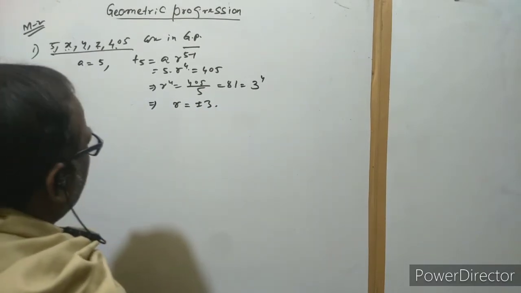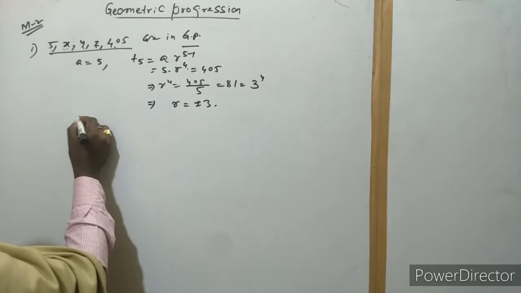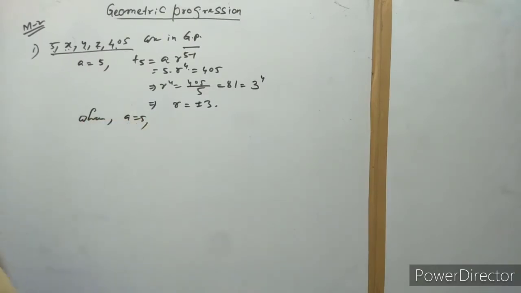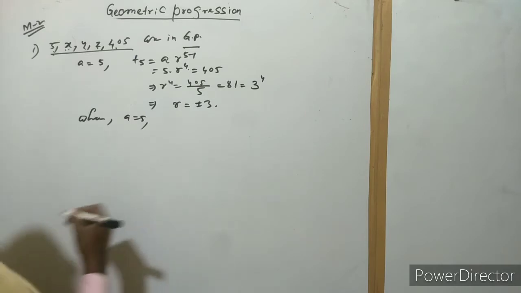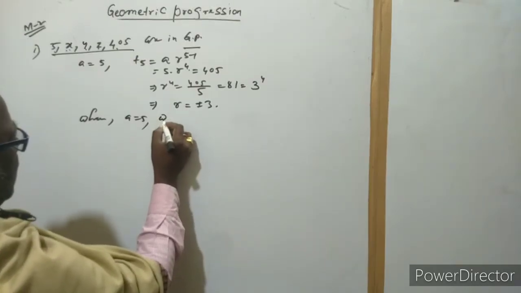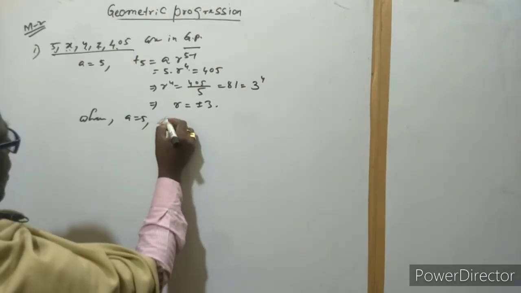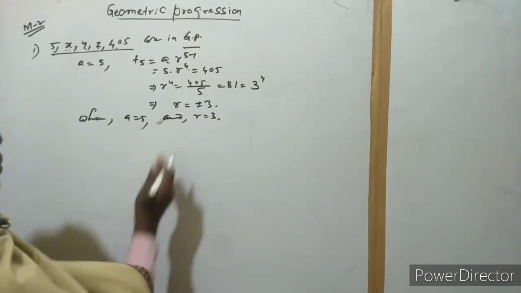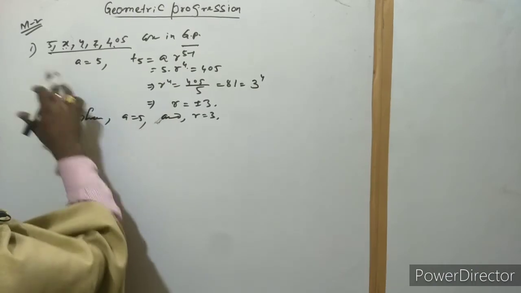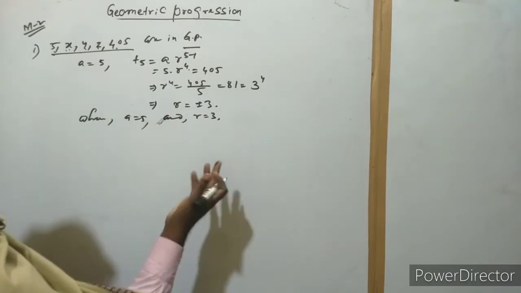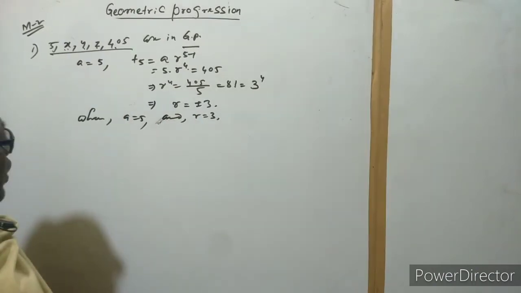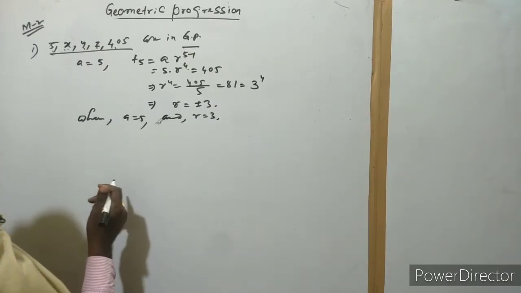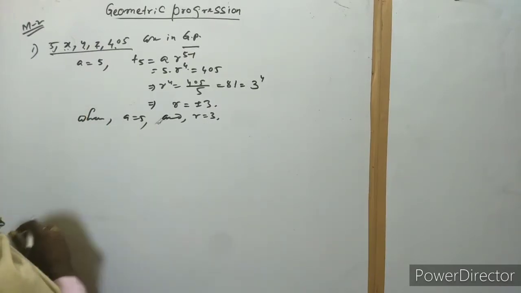Now a is equal to 5. First, take the sign as positive 3 here. After finding the values of x, y, z, we will again find them when r is equal to minus 3. What will we get for x, y, z? First we take r as positive.